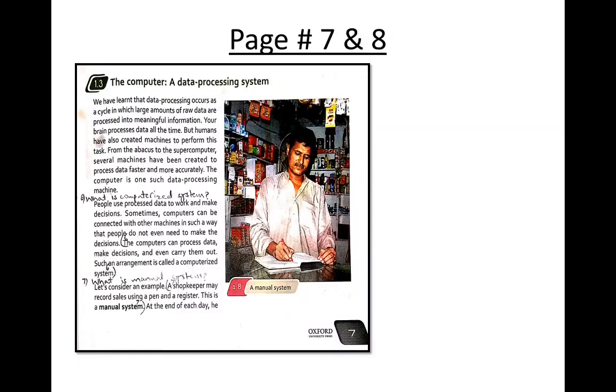Now students, on page number 7, write and mark questions. Write question number 6 and mark its answer. The question is, what is a computerized system? Mark its answer from line number 4 of the second paragraph till the end of this paragraph. Now write question number 7 on the same page. What is a manual system? Mark its answer from the first line of the last paragraph till the last line.